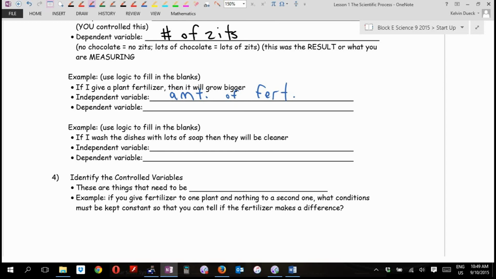Dependent variable. How big the plant gets. And that you could probably measure, I would imagine, just with a ruler or, well, plants are curvy. You probably, with a piece of string, would just run it along the branch, and then you would straighten out the string and measure how long the string was or something like that. But it could be done.